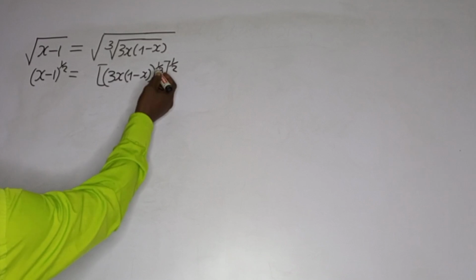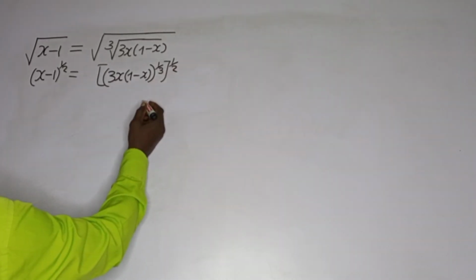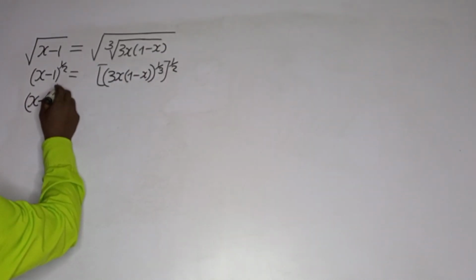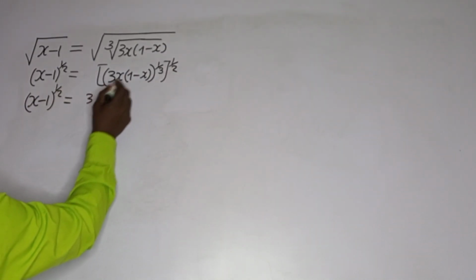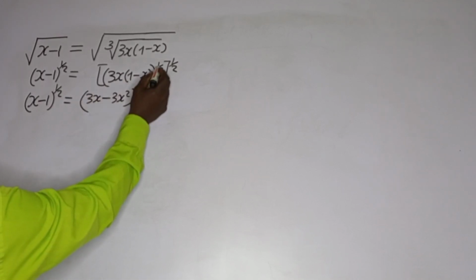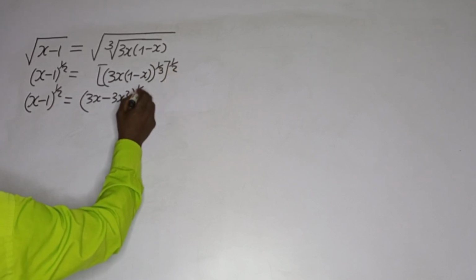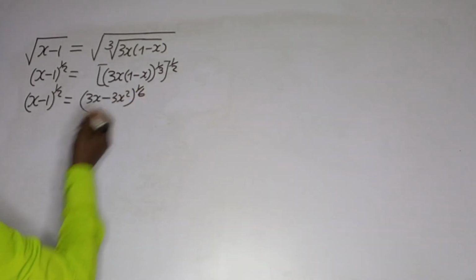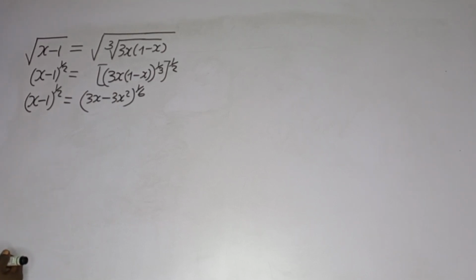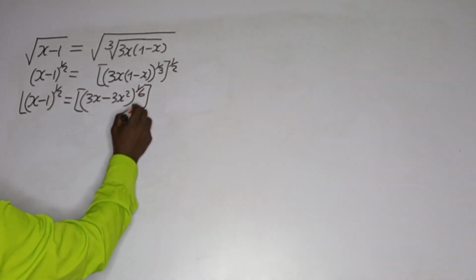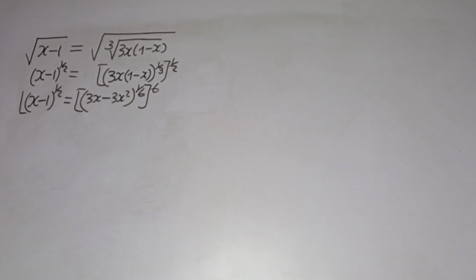Okay, applying our laws of indices, 1/3 multiplied by a half is 1/6. And so we have x minus 1 to the power half is equal to, open this parenthesis, 3x minus 3x squared, to the power 1/3 multiplied by a half, which is 1/6. That's what we get. Next we should remove the smaller power, 1/6. To remove 1/6, if we take the power 6 here, the 6 is going to cancel and then the 1/6 will disappear.